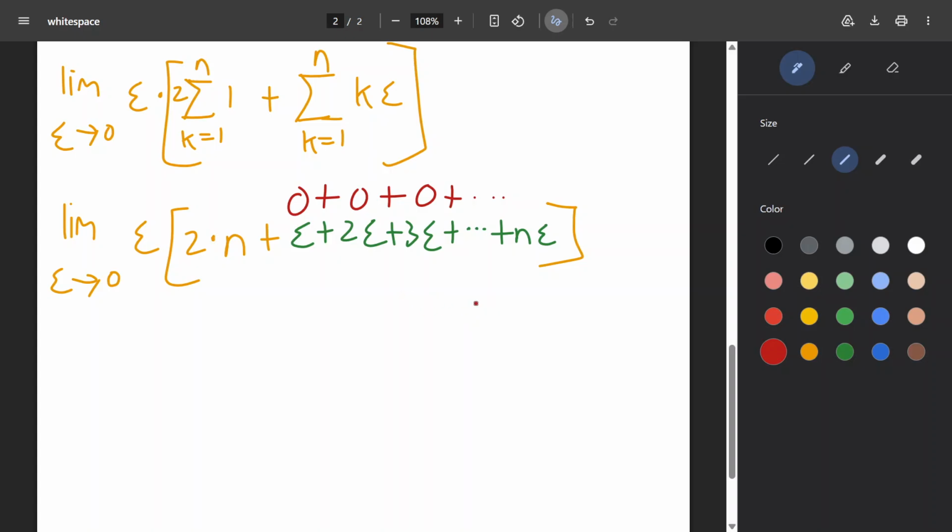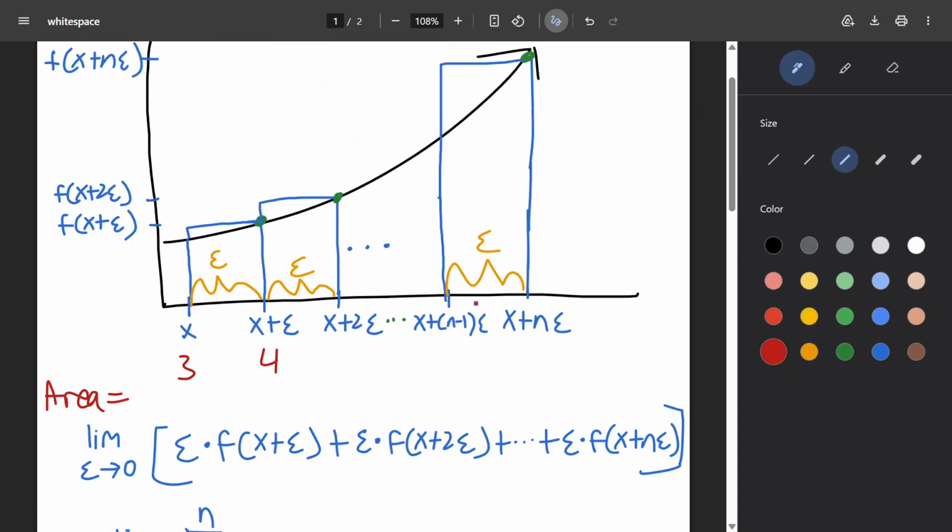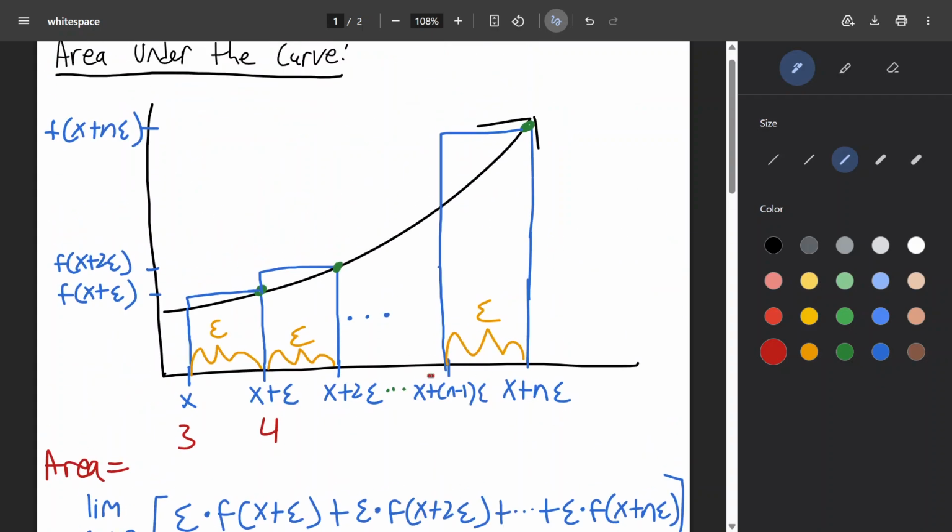Well, to that I say, recall that as epsilon grows smaller and smaller, our n must grow larger and larger, because n is equal to the number of rectangles we have. If I decrease the base of each rectangle, I must have a greater quantity of rectangles to account for the fact that each rectangle is shrinking.